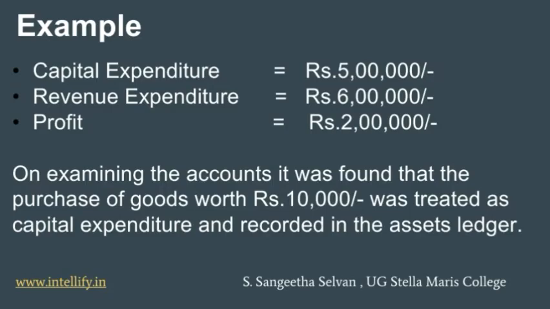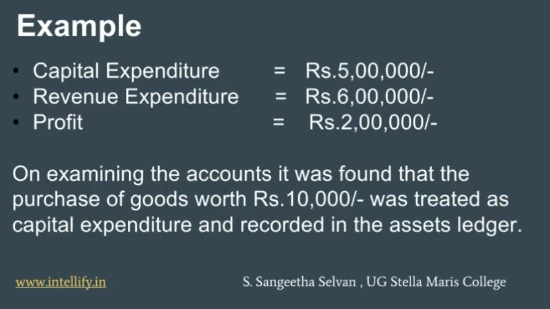For example, a revenue transaction is something like when you purchase goods. Purchases take place only in the trading account. A capital transaction is where you buy any long-term fixed assets. So fixed assets take place only in the balance sheet and not in the trading and profit and loss account. So capital transactions affect the balance sheet and revenue transactions affect the trading and profit and loss account.